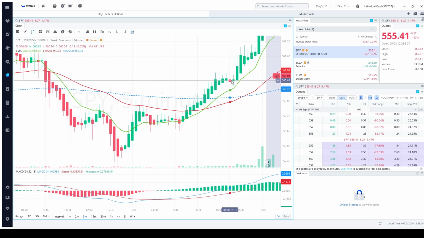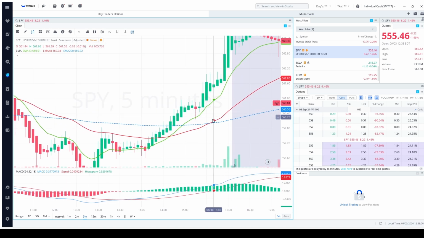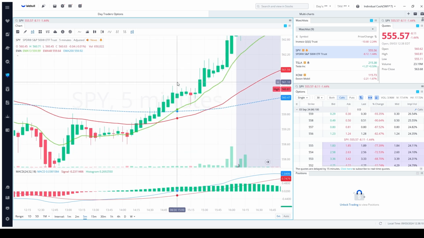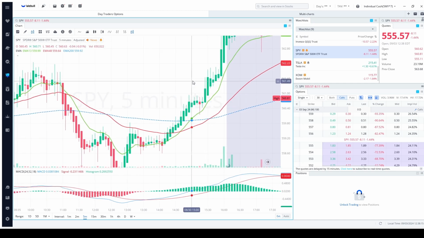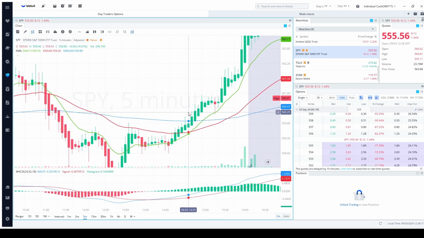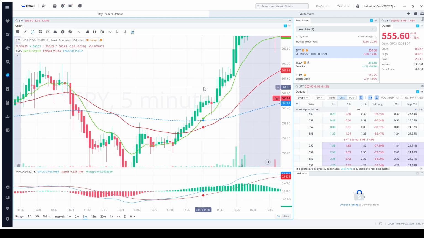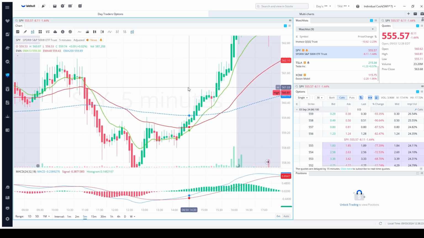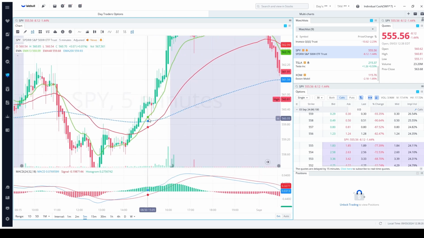And then if you didn't want to sell here, you could have held longer as it continued to move right on up. I'm very cautious about the beginning of the day and the end of the day because there's a lot of volatility, especially in SPY. It can drop in a matter of a minute. It can just take off in a matter of a minute. So just something to be mindful of.